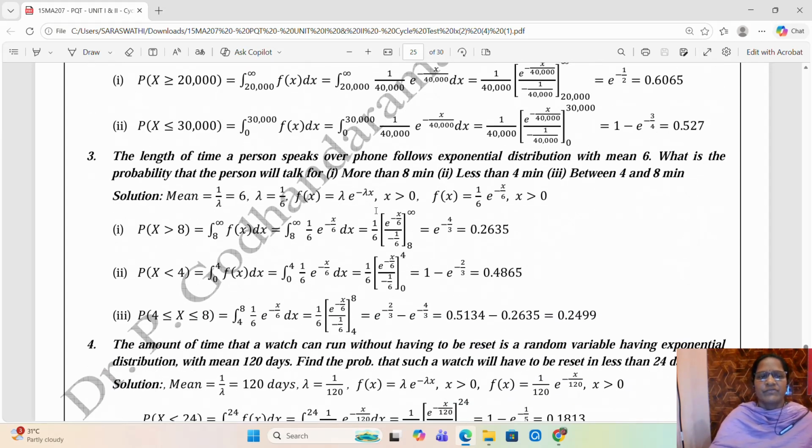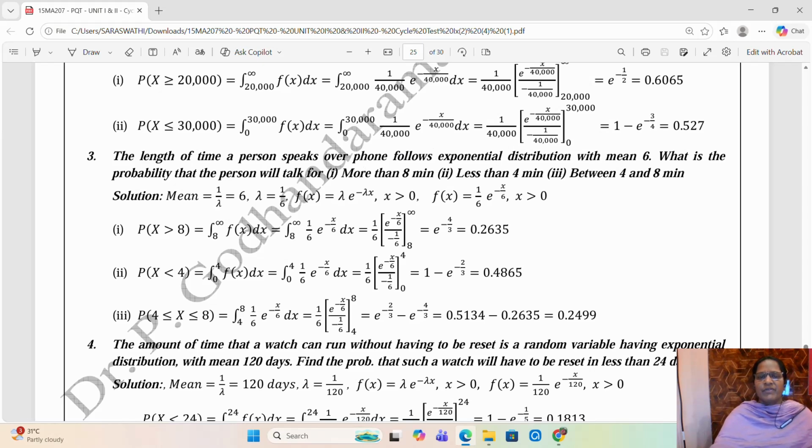Now in the next question, the length of time a person speaks over the phone follows an exponential distribution with mean equal to 6. What is the probability that a person will talk for more than 8 minutes, less than 4 minutes, and between 4 and 8 minutes? Now it is given that the mean is 6. The mean of the exponential distribution is 1 by lambda, so 1 by lambda equals 6, lambda equals 1 by 6.